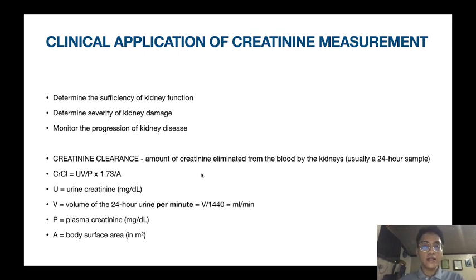So this creatinine clearance is the amount of creatinine eliminated by the body from the blood by the kidneys. Okay? So its formula is UV over P times 1.73 over A. I think you will discuss this in your lab, but you can look at this so that you will have a guide when you become confused. Okay? So U is urine creatinine, V is the volume, P is plasma creatinine, and A is the body surface area. Okay? So, let's skip that.